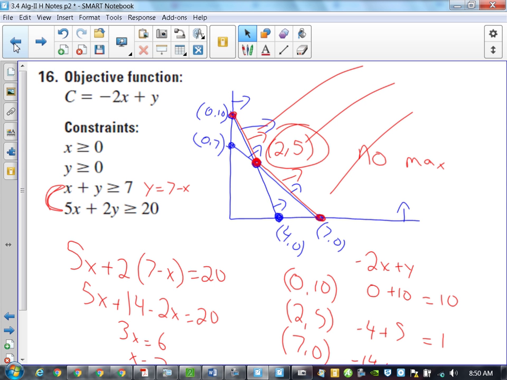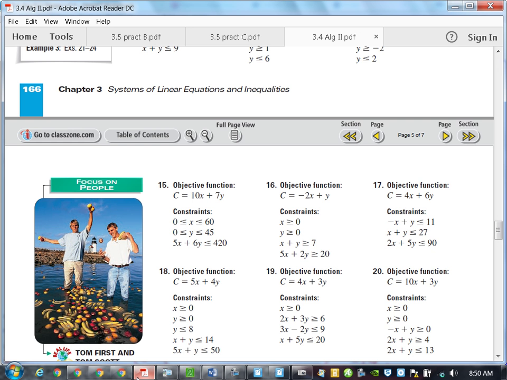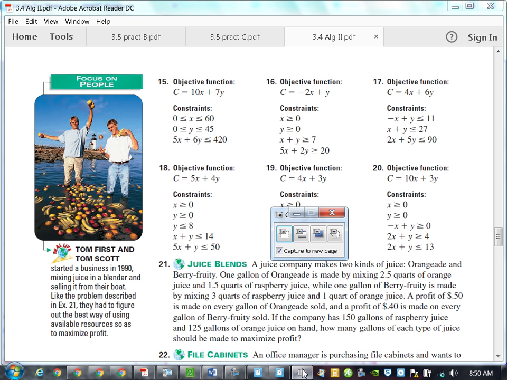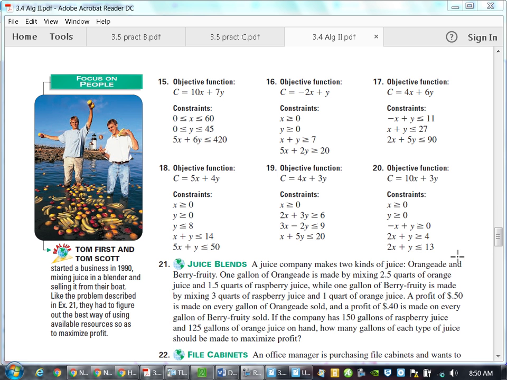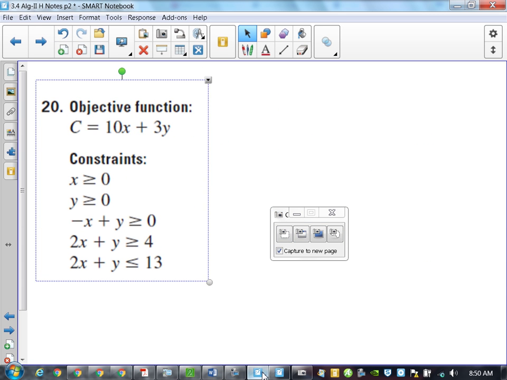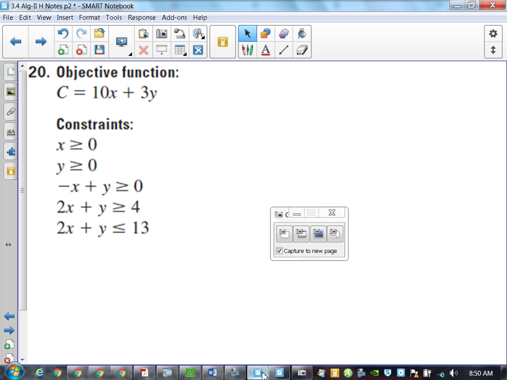Yeah. Okay. All right. You want to do one more out of the homework? Yeah. Which one? 20. 20? That's the one with the fraction in it. No, it just has, it has 3. Yeah. Excuse me. Okay.